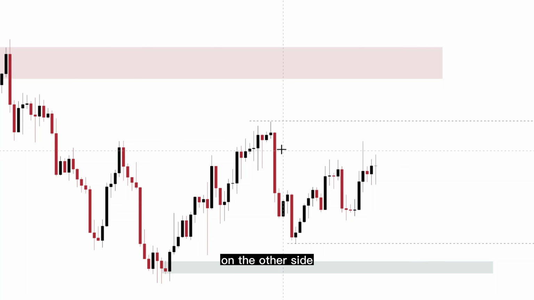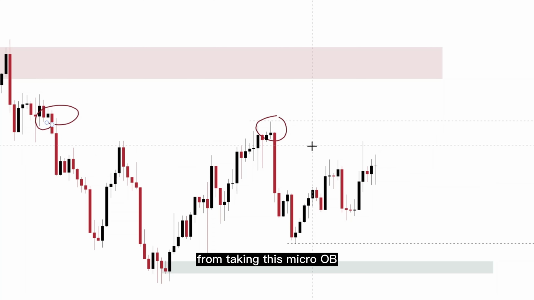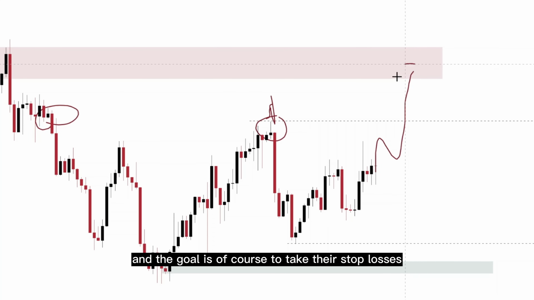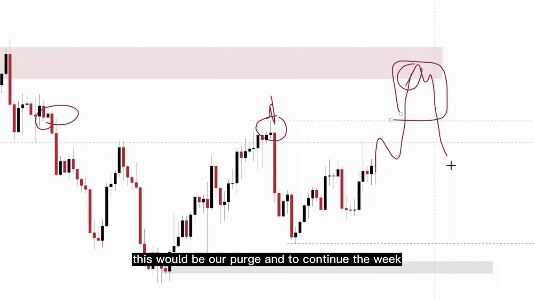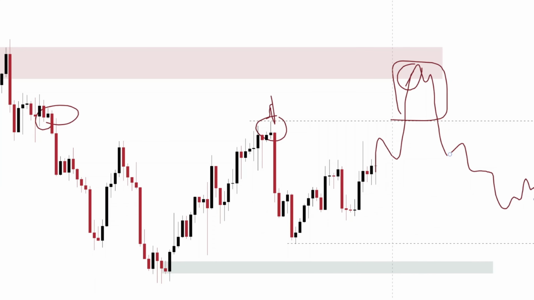On the other side, anybody that sold price over here from taking this micro OB, their stop losses would be right here. And the goal is, of course, to take their stop losses, form our formation here, drop down. This would be our purge, and to continue the week and then later on maybe consolidate.